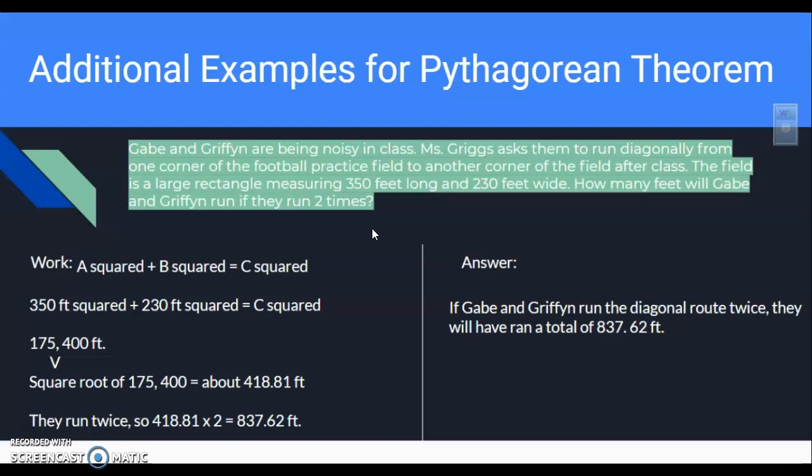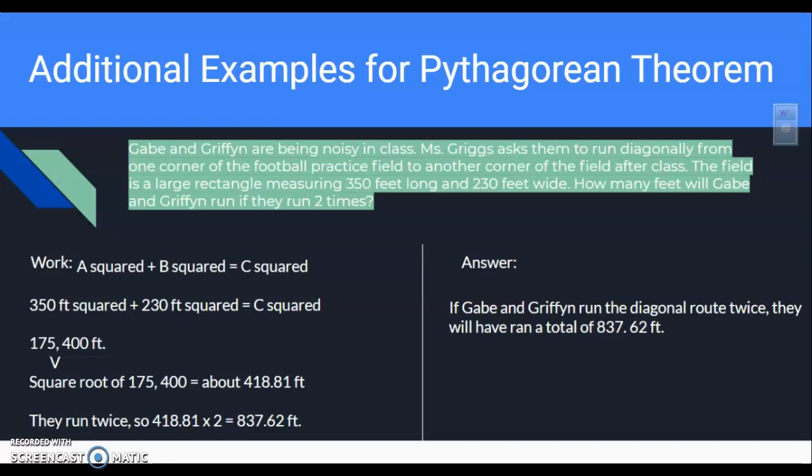Here's another example. Gabe and Griffin are being noisy in class. Miss Griggs asked them to run diagonally from one corner of the football practice field to another corner of the football field after class. The field is a large rectangle measuring 350 feet long and 230 feet wide. Thank you, Lane, for this question. How many feet will Gabe and Griffin run if they run it 2 times?